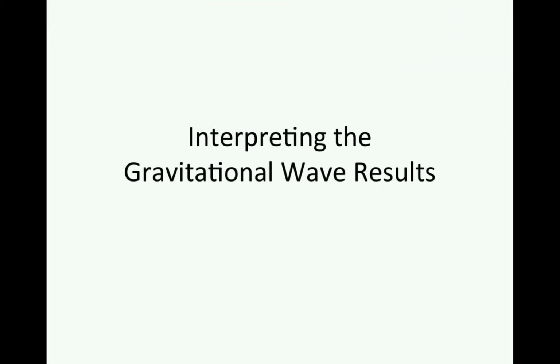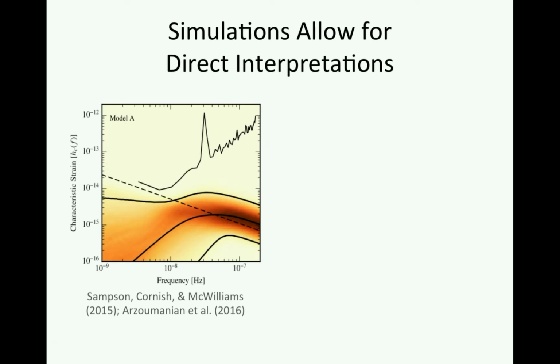Next, I'm going to talk a bit about how we interpret gravitational wave results using these models. Here I am showing some results from the 9-year gravitational wave background limit paper that NANOGrav produced last year. The dotted line shows the upper limit on the power law model for the gravitational wave background, while the solid line shows the per frequency gravitational wave limit.